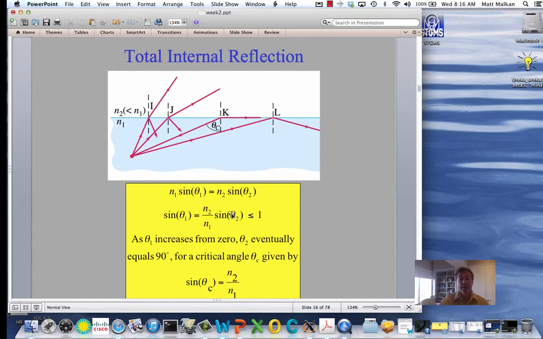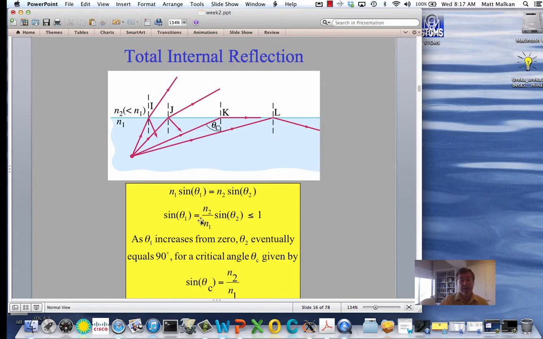This is the angle coming out, and this has to be, of course, less than 1. You can't have sine theta ever being greater than 1. So, how big could sine theta 1 be, and we can still satisfy this condition? Well, the critical angle is going to be when this is exactly equal to 1, because you can't get any higher than that. When is this exactly equal to 1?